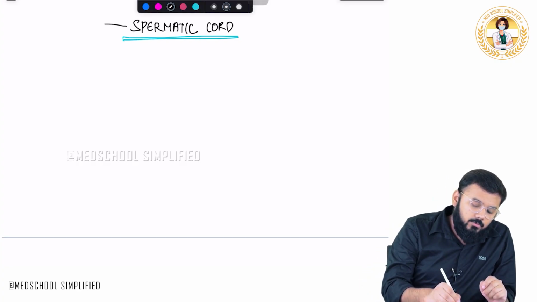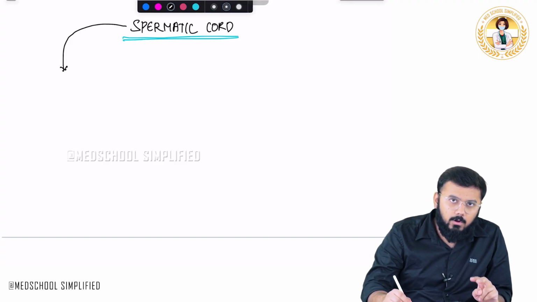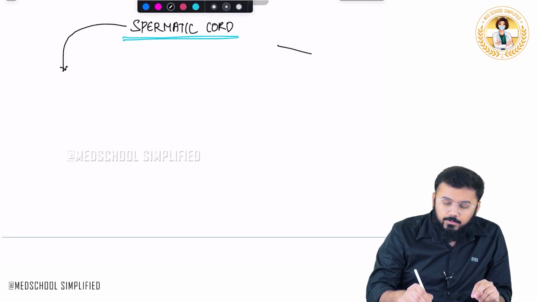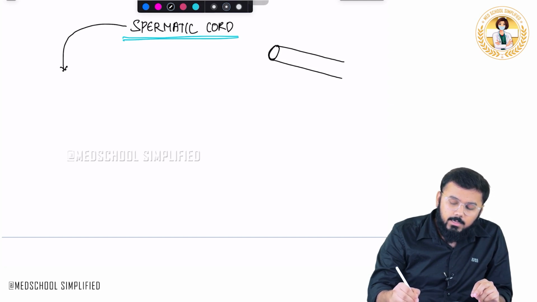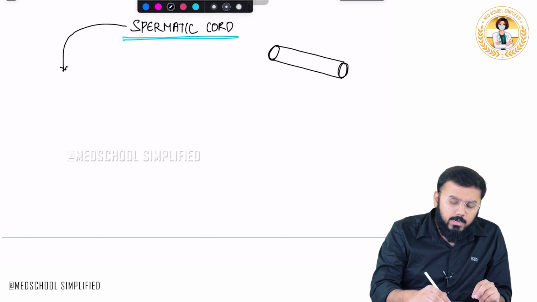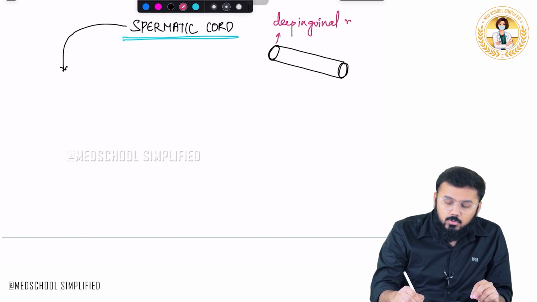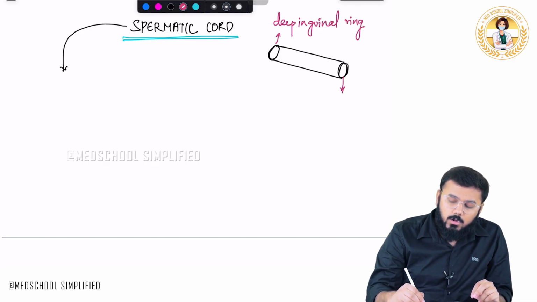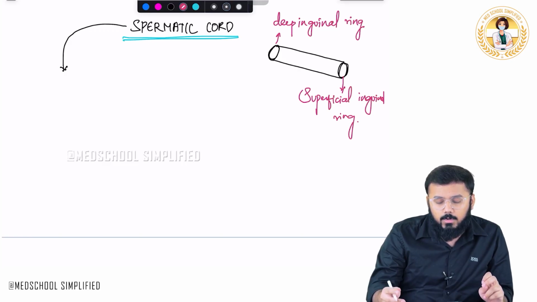So first of all, you need to know from where this spermatic cord is formed. In the inguinal region we have got two canals, right? For example, if this is your inguinal canal, this inguinal canal has two rings. One ring here and another ring here. The ring on the top is called the deep inguinal ring. The ring on the bottom is called the superficial inguinal ring.